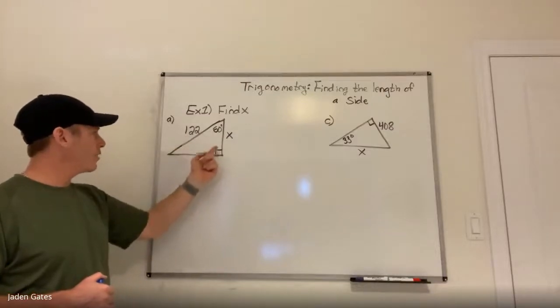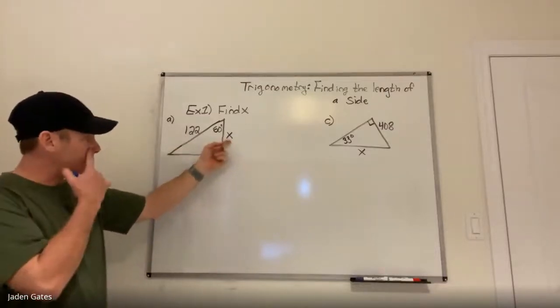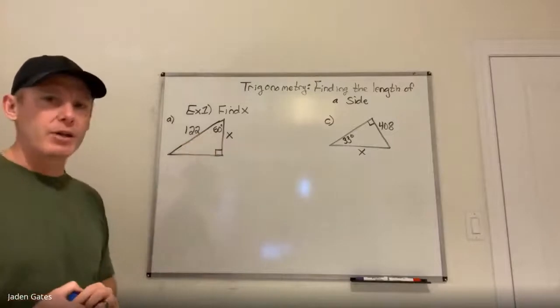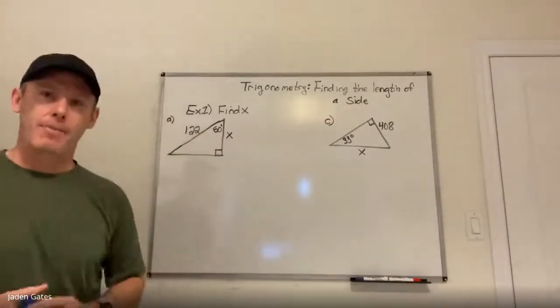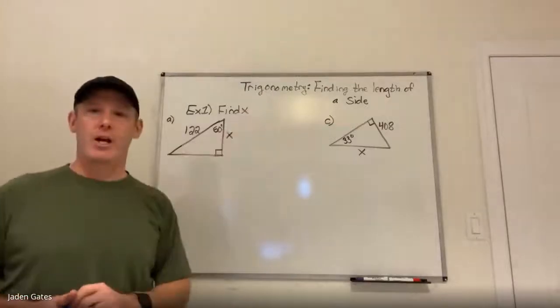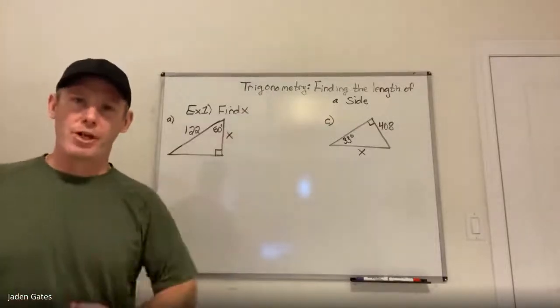All right, so when I look at my first example here, again, I have a side of 122. I have my right angle here. We're looking for a side x, and I always put my angles inside the triangle. Now, the first step to finding the length of a side is to write down the information that you know.